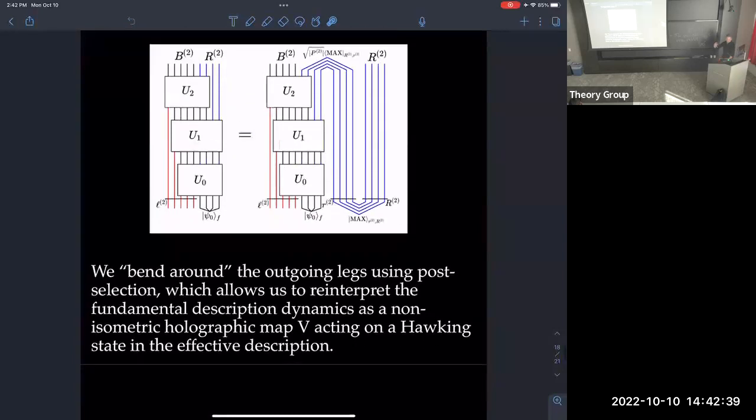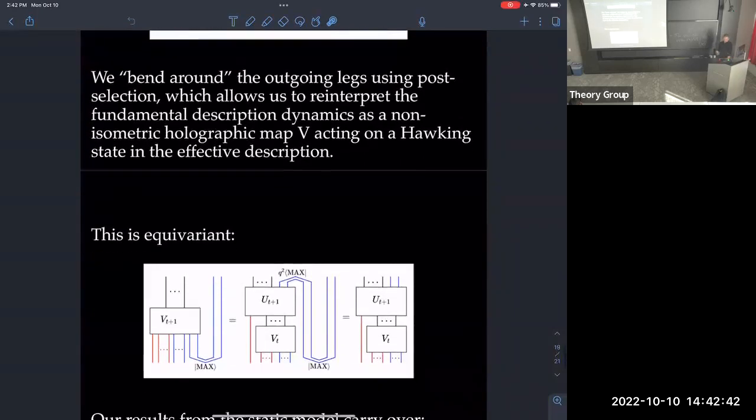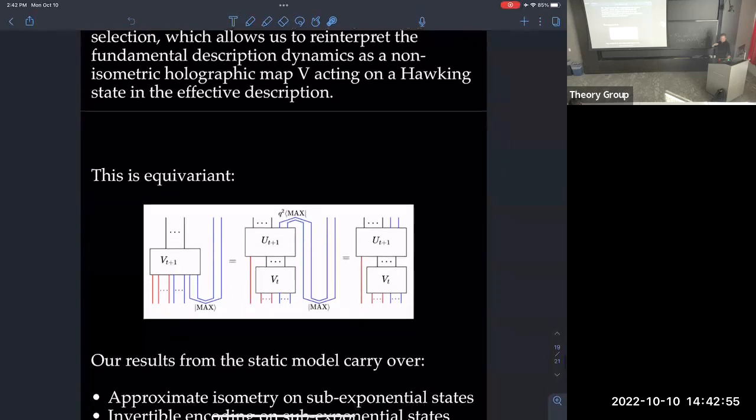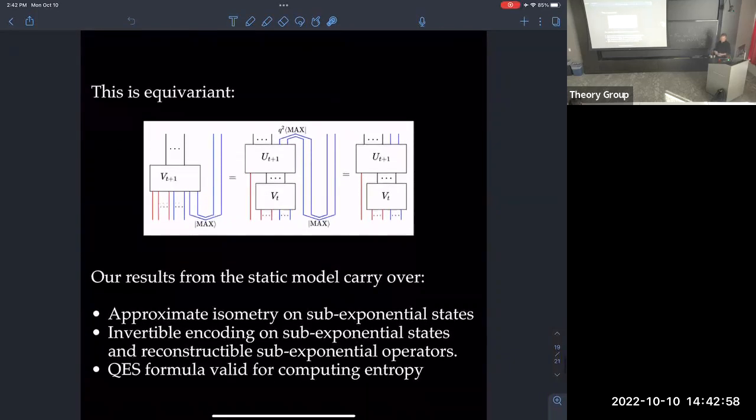Okay. I claim, though I won't argue it, that you can get it from this picture if you want, that these are equivariant in the sense that we said. Encoding and then evolving gives you the same thing as evolving and encoding. And you can also argue that in a static model, all those three features that we had carry over. So this is an approximate isometry on sub-exponential states. We have an invertible encoding on sub-exponential states, and therefore reconstructible sub-exponential operators. And you get something like the QES formula for computing entropy.